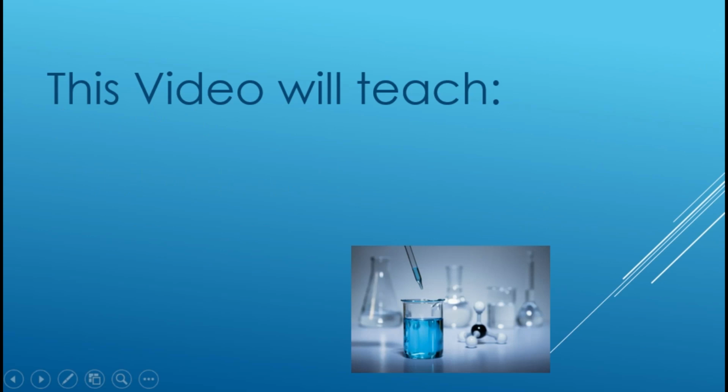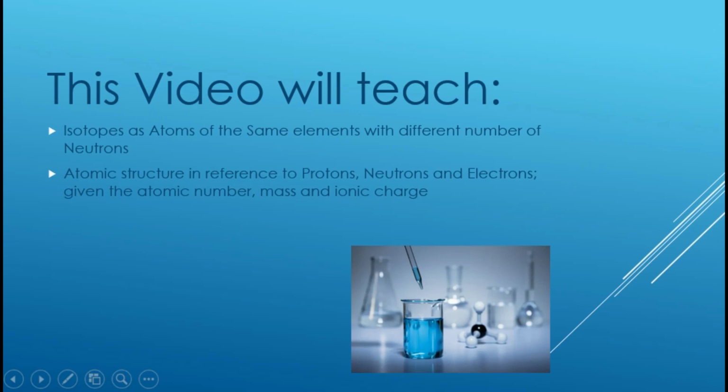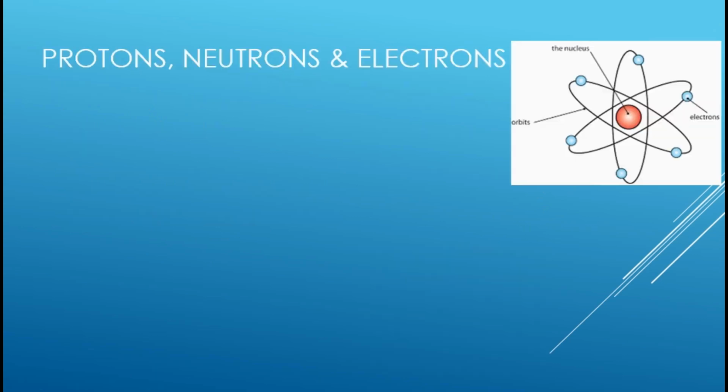This video will hopefully teach isotopes as atoms of the same element with different numbers of neutrons, and the atomic structure with reference to protons, neutrons and electrons, given the atomic number, mass and ionic charges. And we'll also try some questions at the end to help you get used to this.